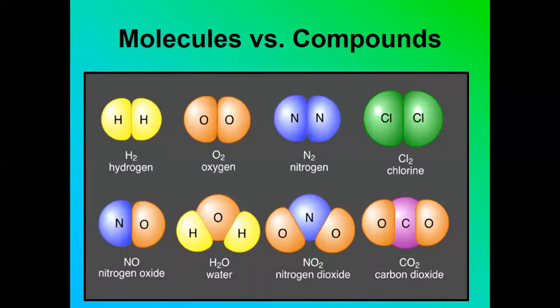Here is a picture of the difference between molecules and compounds. Can you see how everything on the top row is a pair, the same, paired with the same? These are all molecules. At the bottom, we have one or more different atoms coming together. Here you have nitrogen and oxygen, which makes nitrogen oxide. When you have nitrogen with two oxygens, that's going to be nitrogen dioxide. Two or more of the same, two or more different.